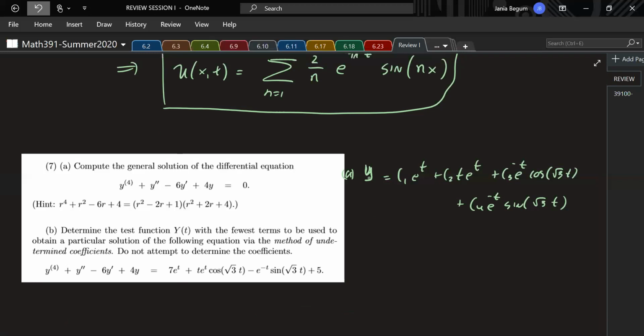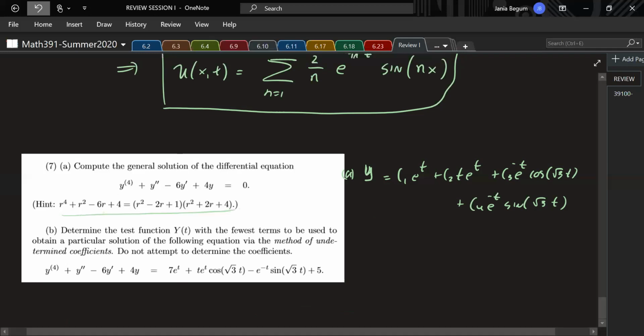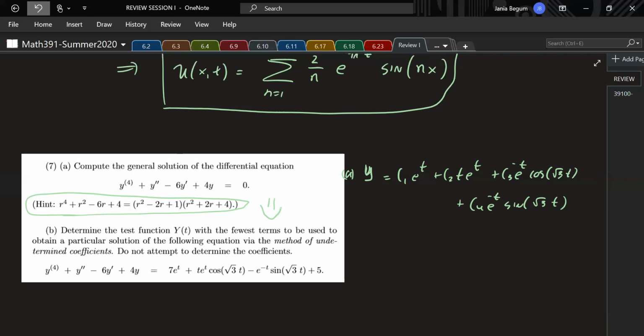So any questions on that part? This question was nice, right? He's so generous. He gave you the factored form, so you don't have to think about how to factor this. Okay, so that's covered.